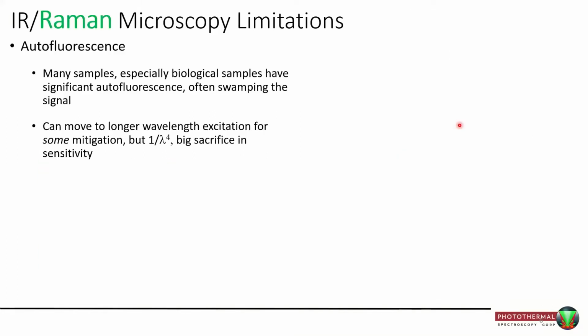On the Raman side of the equation, anyone who has used Raman will know that its arch nemesis is autofluorescence, and especially with biologicals, autofluorescence can be a major issue.